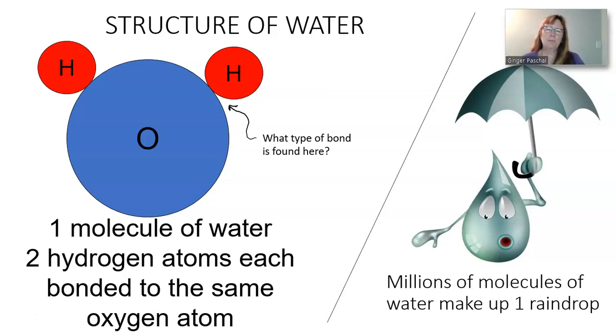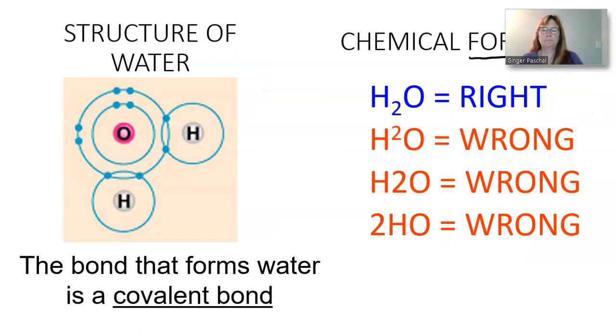Do you remember what type of bond that is called that happens in this location right here between the hydrogen and oxygen? We've talked about that previously, and we'll talk about that in the next slide. So in a single drop of rainwater, there's millions of molecules of water. So millions of molecules of water make up one raindrop. That's a lot of molecules.